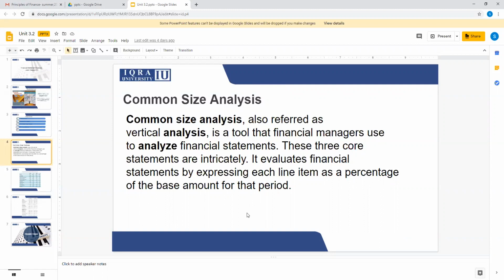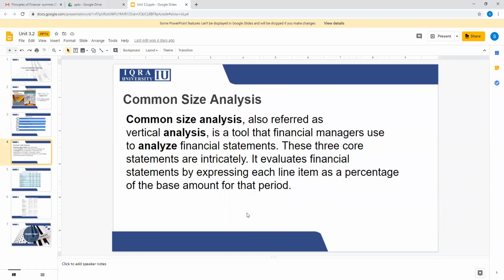It evaluates financial statements by expressing each line as a percentage of the base amount for that period. देखिए, कॉमन साइज एनालिसिस में आप क्या करते हैं कि आप हर एक जो भी आपकी फाइनेंशियल स्टेटमेंट होती है, मे बी इट इज इनकम स्टेटमेंट और मे बी इट इज बैलेंस शीट या स्टेटमेंट ऑफ ओनर्स इक्विटी भी है, बट स्टेटमेंट ऑफ ओनर्स इक्विटी इतनी छोटी सी होती है कि उसकी आप नहीं कर रहे होते ज़्यादातर.